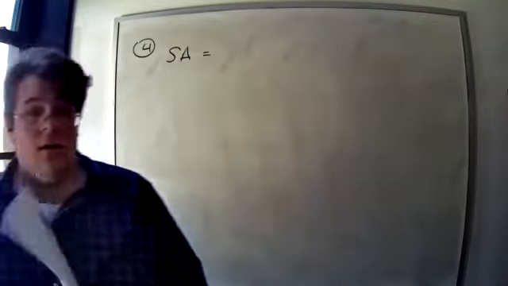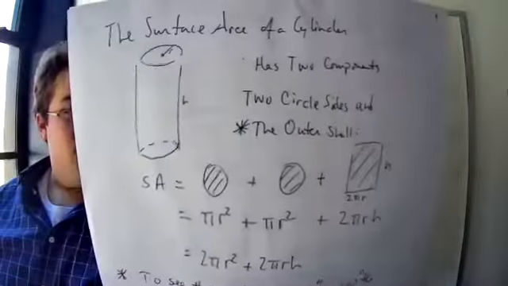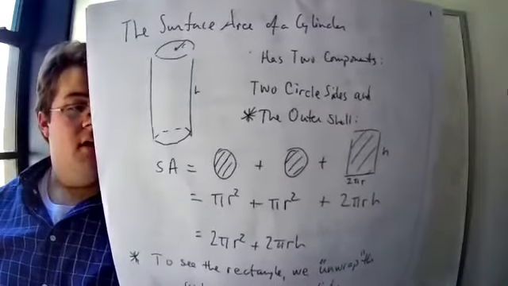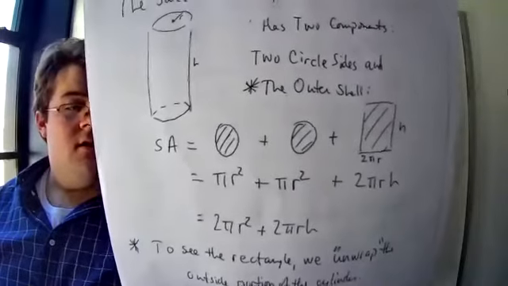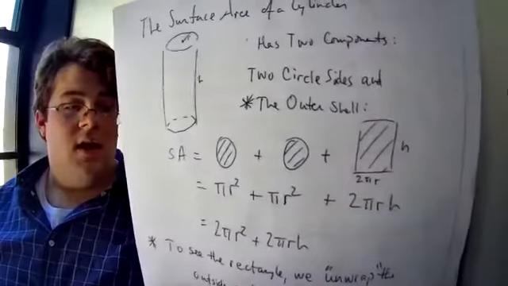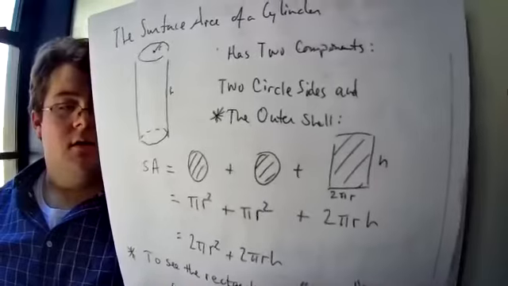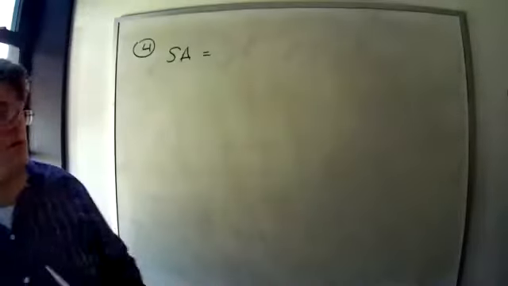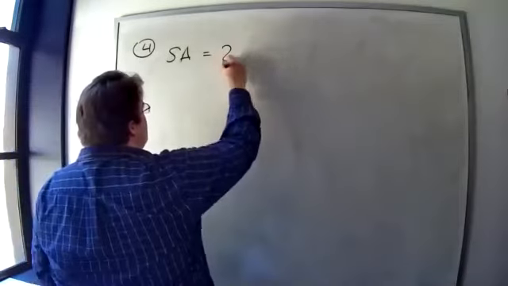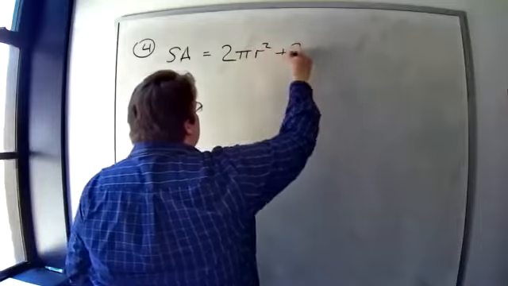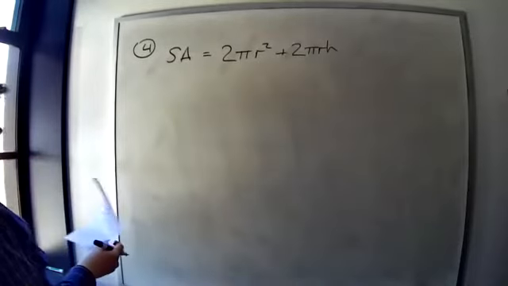The surface area of a cylinder can be broken into the circle on top, the circle on the bottom, and the rectangular side. The circles have area pi r squared. The rectangular side, the height is h. The other side is the circumference of that circle, which is 2 pi r. So we have pi r squared, and 2 pi r h. So our surface area is 2 pi r squared plus 2 pi r h. There's our general surface area.